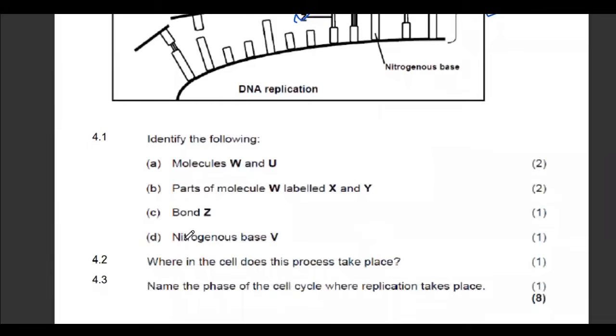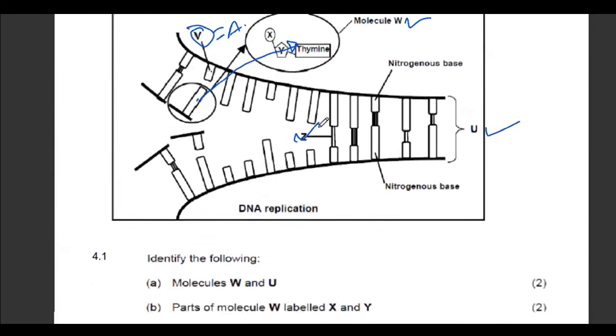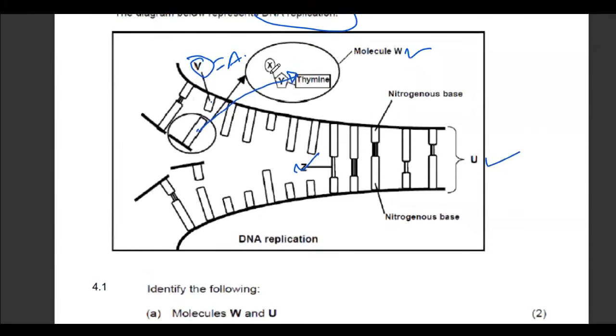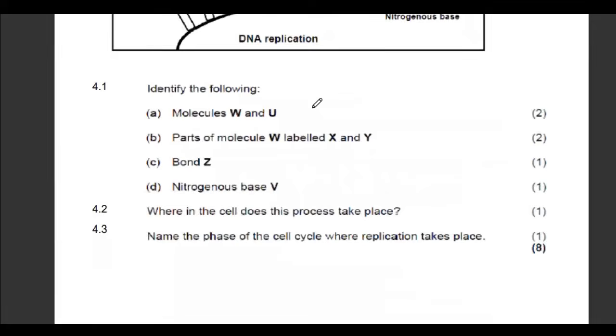And then they are saying name the parts of molecule W, which are X and Y. X is the phosphate group, correct, and then Y is the deoxyribose sugar. Why don't I just say sugar? You have to be specific, because this is DNA, so it is the deoxyribose sugar.